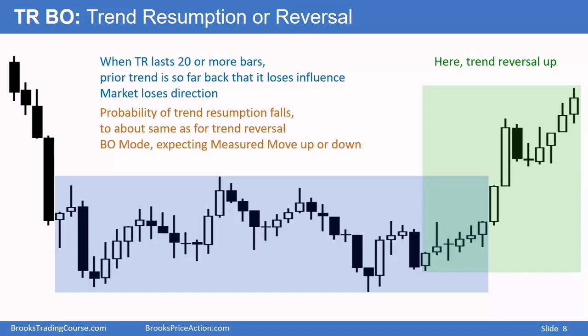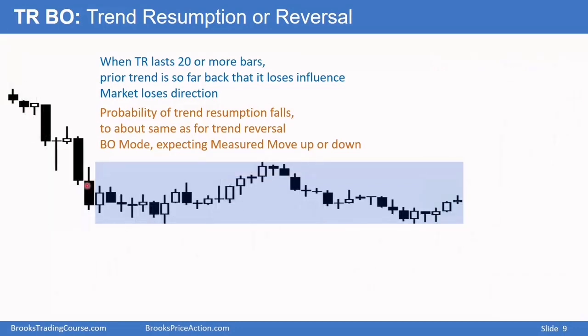Because, as I said, once a pullback grows to 20 or more bars, it's a trading range and it's neutral, and the probability of a reversal is about the same as the probability of trend resumption. Bear trend, trading range, 20 or more bars, probably about 40 bars here. 50-50 chance you'll get a reversal. 50-50 chance you'll get trend resumption down.